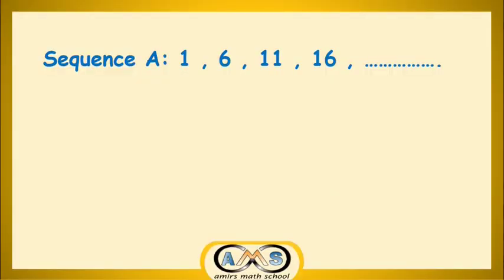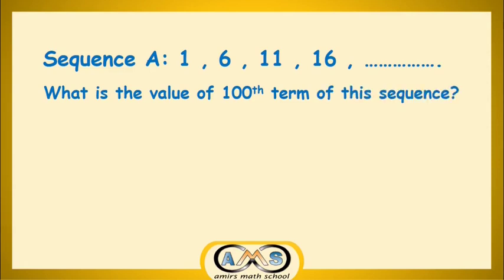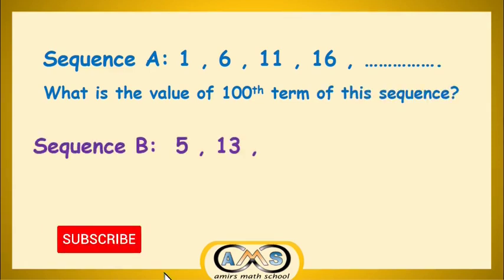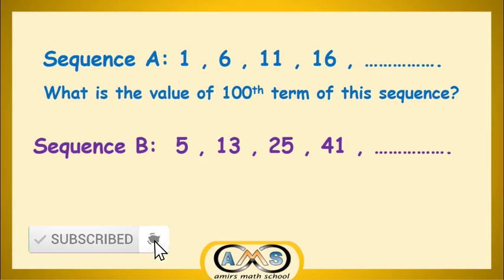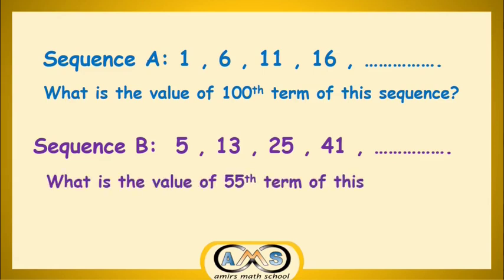Here we see one sequence, sequence A, which consists of the terms 1, 6, 11, 16. What is the value of the 100th term of this sequence? Again, see another sequence, sequence B, which consists of the terms 5, 13, 25, 41, and so on. So what is the value of the 55th term of this sequence?